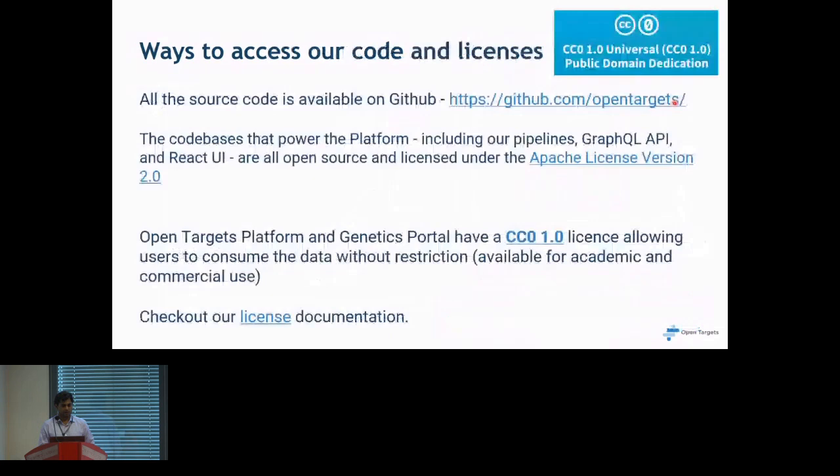All the code is also open source, so it's available via our GitHub repository, and all the code bases that we use are also available under Apache 2.0 license. The good thing about the Open Targets platform and the genetics portal is that it's CC0, which allows users to consume data both for academic and commercial use as well.